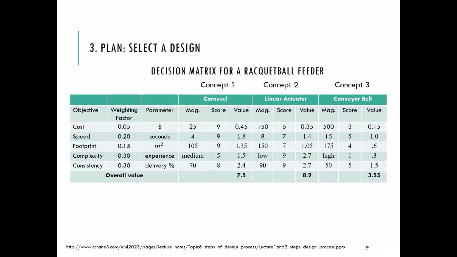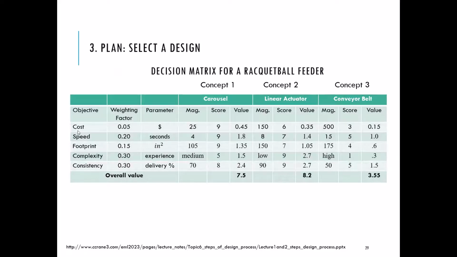So how do you prioritize which ones you think are going to be the best ones moving forward? One way you can do that is by using a decision matrix. The way it works is, if you go over here, we've got a number of objectives. These are basically the criteria by which we are going to be evaluating the different designs to figure out which ones we think are the most promising.